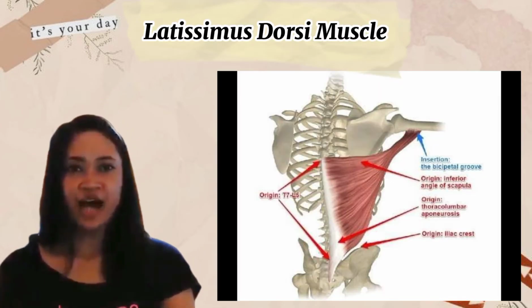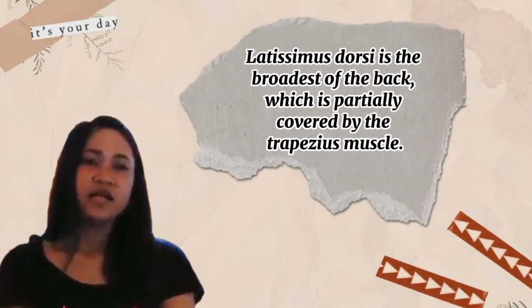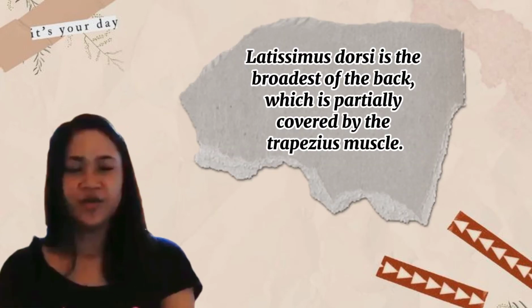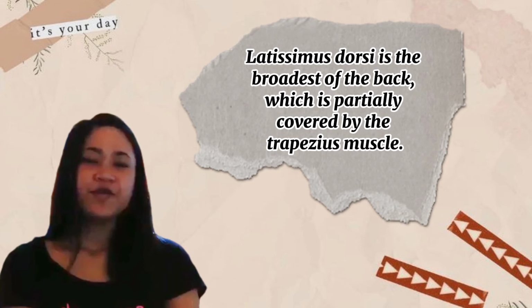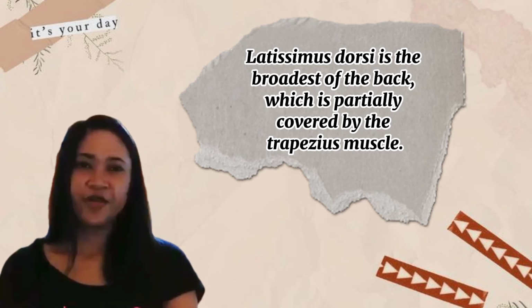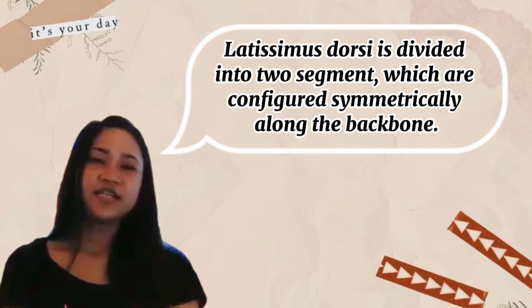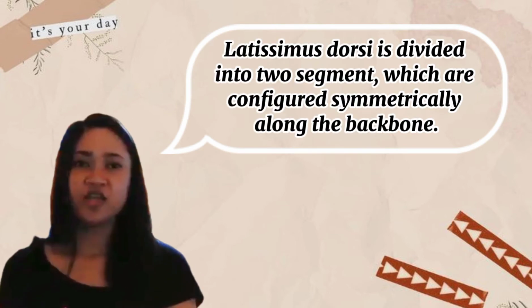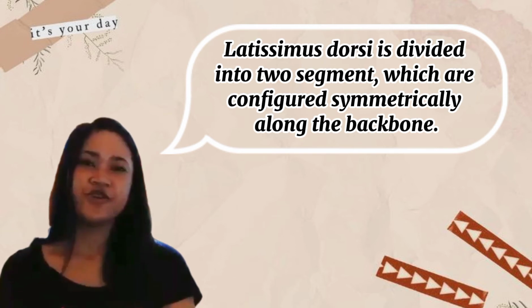Latissimus dorsi muscle. Latissimus dorsi is the broadest muscle of the back, which is partially covered by the trapezius muscle. Latissimus dorsi is divided into two segments, which are configured symmetrically along the backbone.